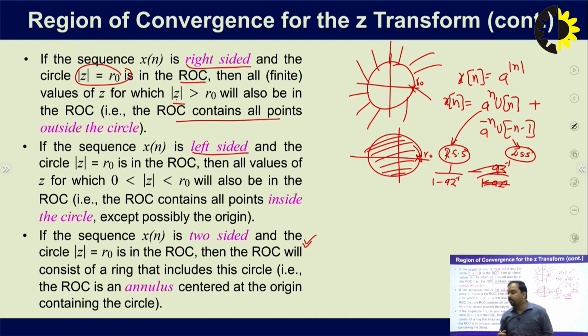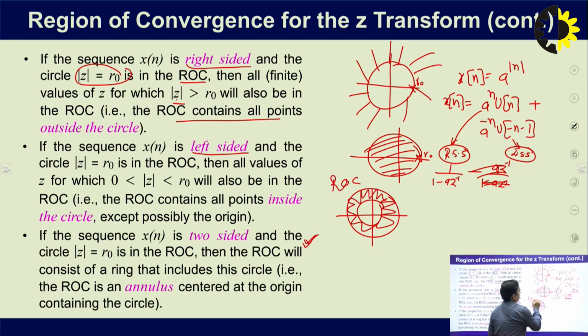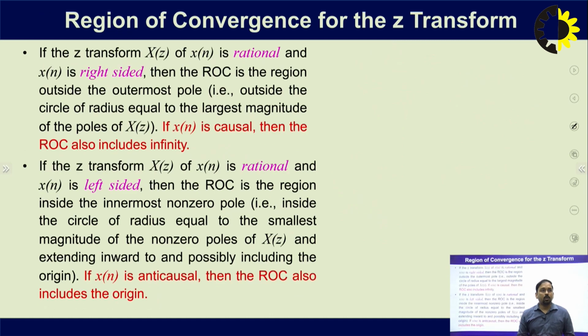So we are saying that if x[n] is two-sided, then if the ROC mod z equal to r naught is in the ROC, then the ROC will consist of a ring like this. It will be in the form of a ring centered about the origin. So this is all about the two-sided case. Now, if the Z transform X(z) of x[n] is rational and if it is right-sided, then the ROC is a region outside the outermost pole.